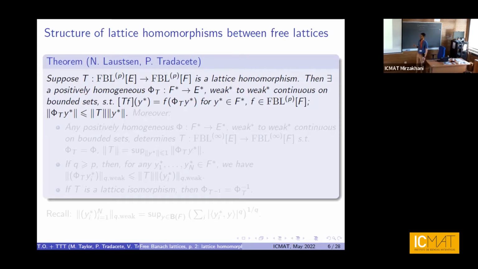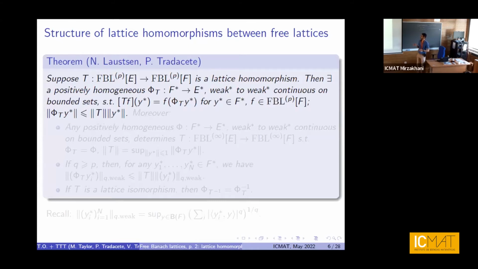The underlying Banach space? So under what conditions, in other words, can we have a lattice isomorphism between the p-free Banach lattices of E and F? Well, it turns out that here we have this remarkable result, and I hope I'm not mistaken in the attribution. I think it's due to Niels Laustsen and Pedro Tradacete. So I hope I'm not omitting anyone, or making any mistake here.